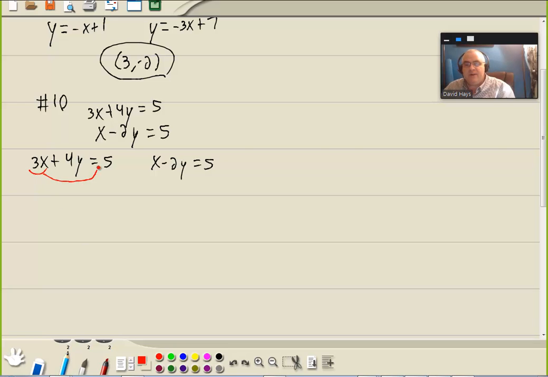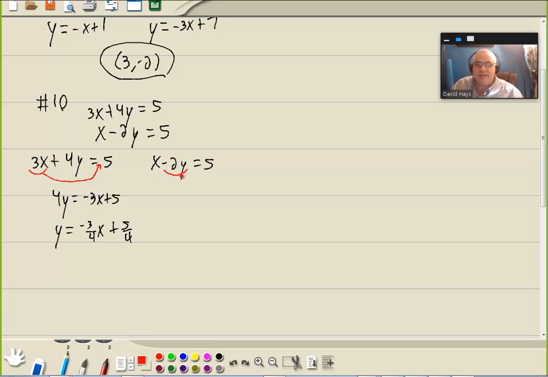Now here I'll take the 3x and move it over. So we get 4y is equal to negative 3x plus 5. And then I'll divide everything by 4, so I'm going to get y is equal to negative 3/4 x plus 5/4.